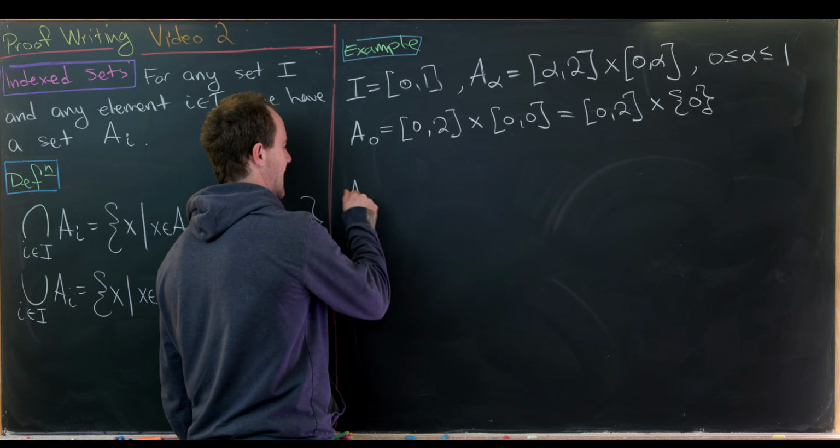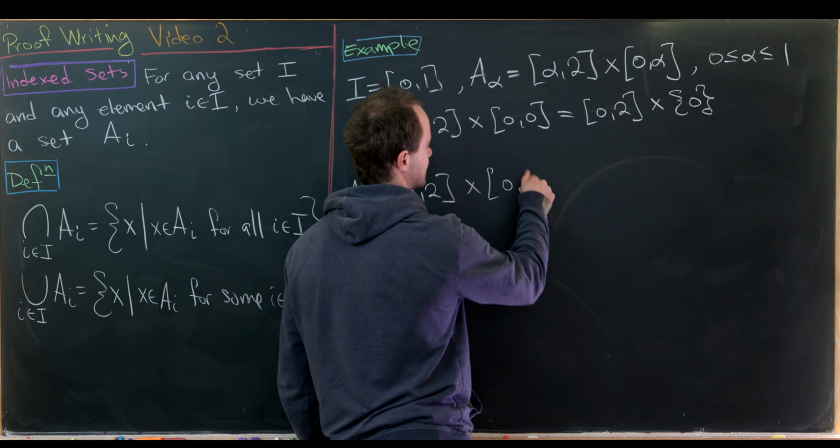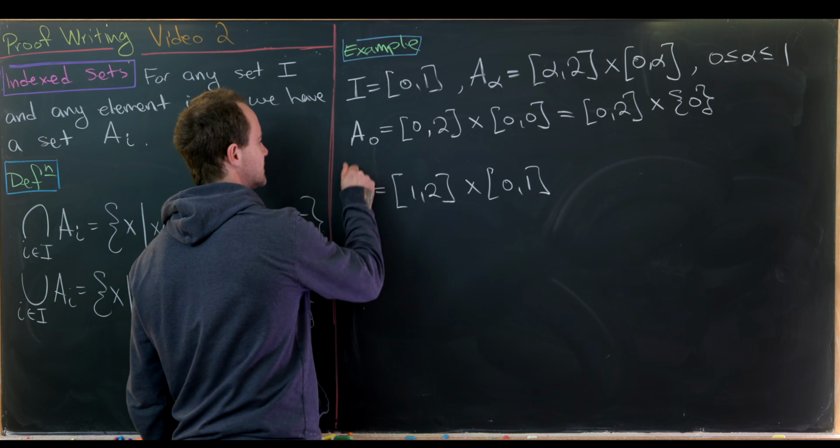Now let's maybe look at A1. So that's going to be 1, 2 cross 0, 1. So there we've got a nice kind of biggish rectangle. Then let's look at something in the middle.